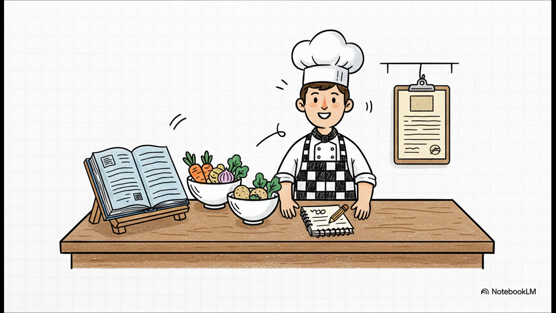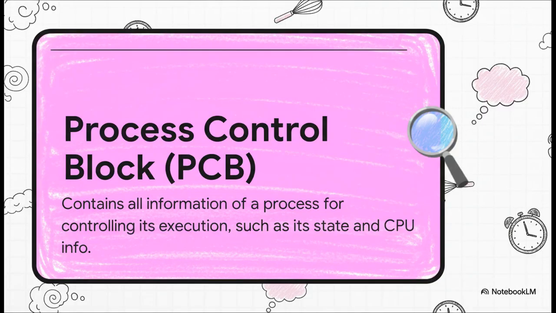You've got the recipe, which is the code. You've got the ingredients, that's the data section. And they have a little notepad for scribbling down temporary measurements. That's called the stack. But the single most important thing at their station is the master recipe card. And that is the process control block, or PCB.